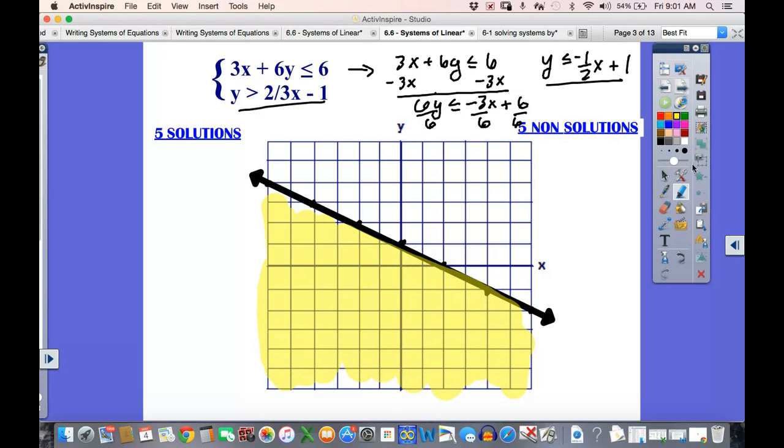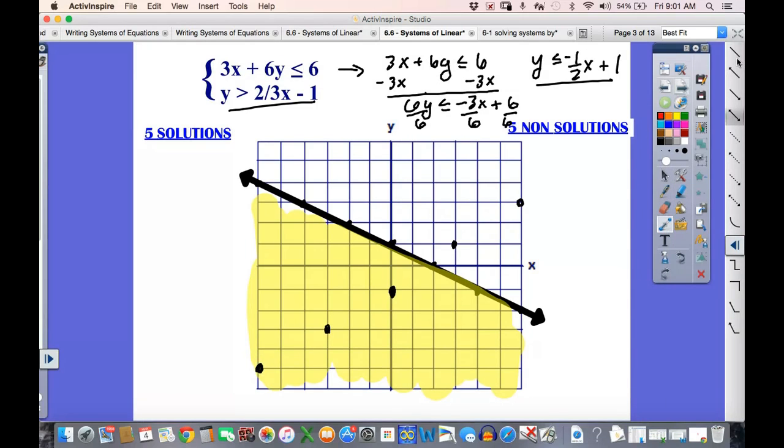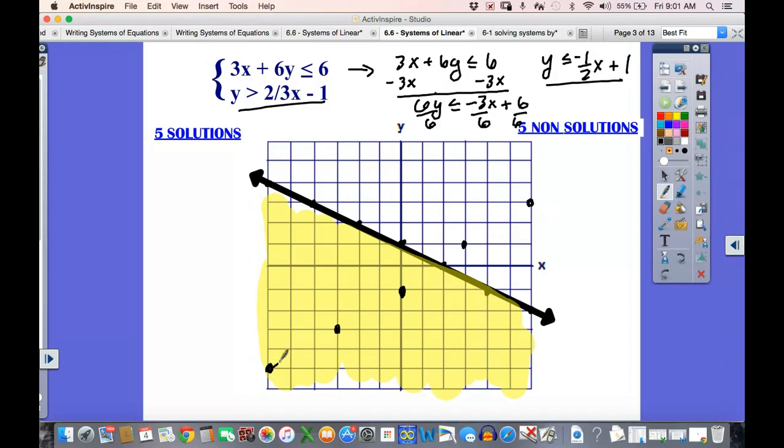And now we graph the next one. We have y is greater than 2/3 x minus 1. Start at negative 1. And then go up 2, to the right 3. Up 2, to the right 3. Down 2, to the left 3. Get a couple of dots up here. This is going to be a dashed line. So we will use dashes to shade. Dashed line. Where we shade, people, this is greater than, so we'll shade in the greater region.